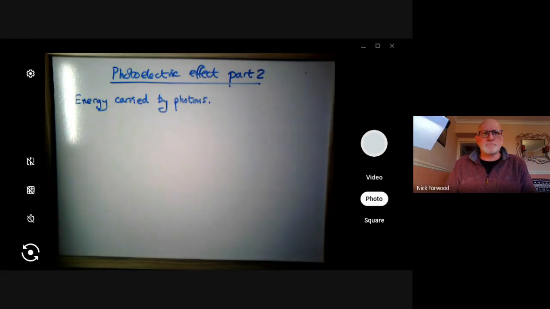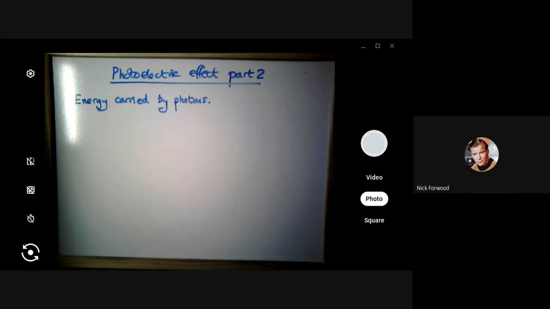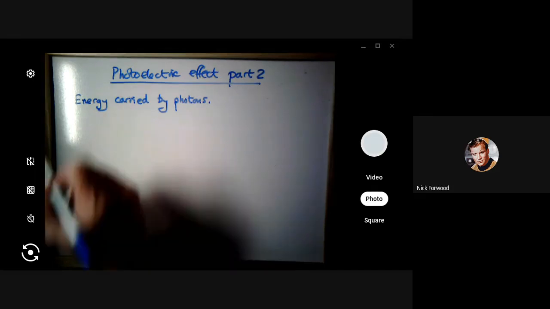Okay, so here's the photoelectric effect part 2. This is the third and last lesson of this week, and we're going to move on with having a look at some calculations. Some of this work will overlap with the last lesson. Right, so first of all, energy carried by photons. Photons carry energy, and how much energy do they carry?